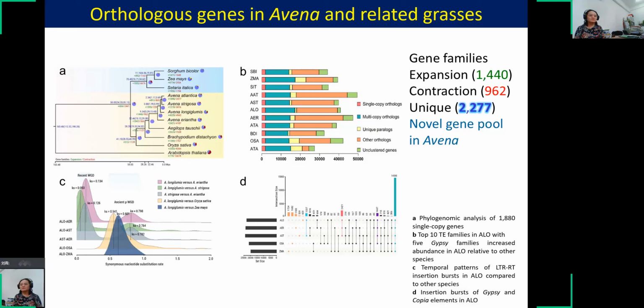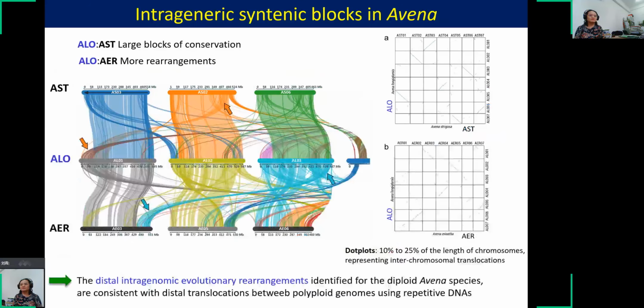A total of 2,277 gene families were unique to Avena species, emphasizing the novel gene pool in Avena. To determine the chromosome structure in Avena, we performed an intragenomic syntenic analysis. Examples of shared major blocks of parallel genes between chromosomes 1, 2, and 3 are shown in Avena longiglumis.